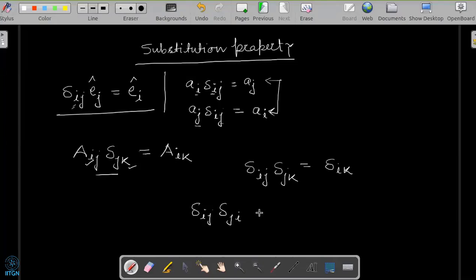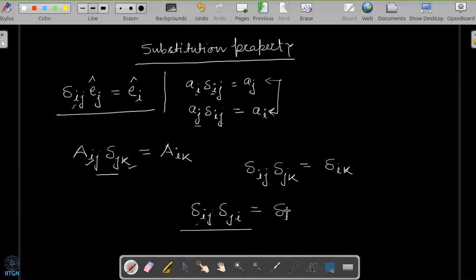what will happen? Siddharth, can you give the answer? Siddharth is not there. Somnath? Yes, sir. What will be the answer of this, by using the substitution property? It will be del_ii or del_jj.